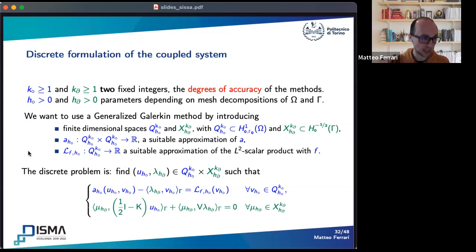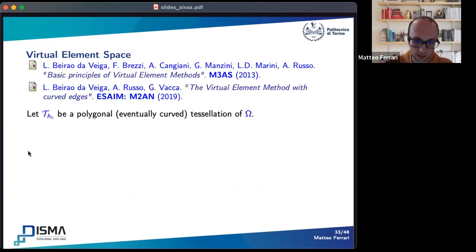First, the virtual element space. This is very standard. This is like in the pioneering paper, except that I allow for curved polygons. This is the reference paper for the curved version that I consider. So let's take a tessellation of my interior domain, omega, the domain with the hole, because we have omega zero inside, eventually with some curves near the boundaries.